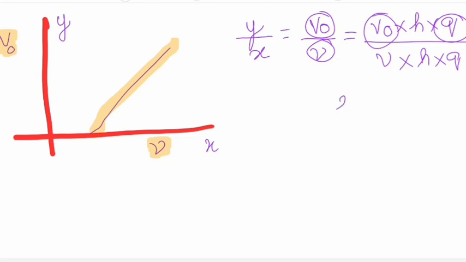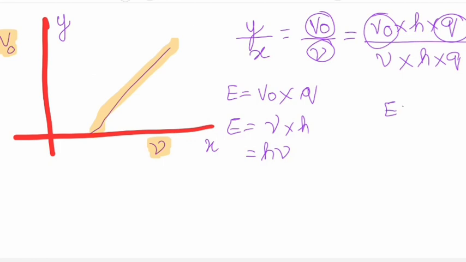So there are two forms of energy. The first is energy equal to potential into charge, and the second form is energy equal to frequency into h, which you already know, h nu. So I will substitute the values: in the above equation I get E multiplied by h, and in the lower equation I get E multiplied by q, which will be equal to potential upon frequency. Now these two energies get cancelled and we get h upon q.